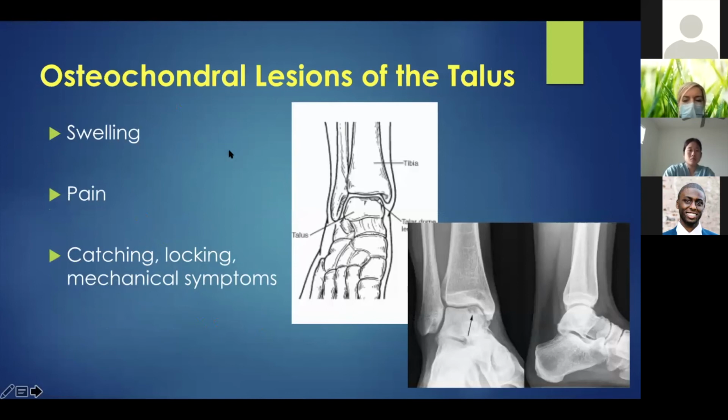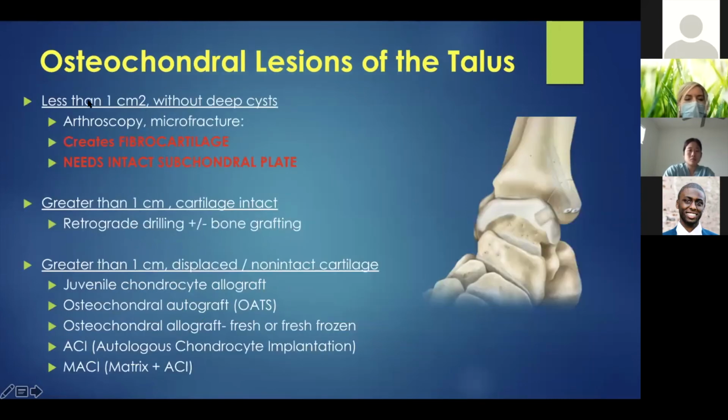So here we go back to another question that we went over, right? Less than, I put 1 centimeter squared. Again, they talked about 1.5, but the key is, again, without deep cysts allows us to do this microfracture with the arthroscopy that creates a fibrocartilage, but you need an intact subchondral plate in order to do that. So fibrocartilage is like a scar tissue, whereas OATS is a much more invasive and bigger surgery. However, it creates more of a similar cartilage.